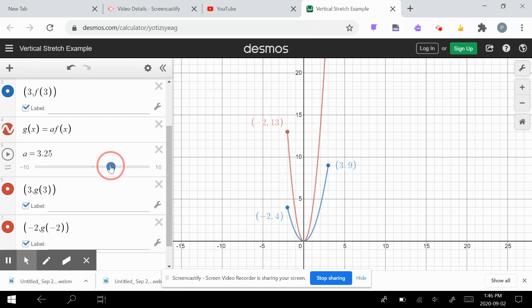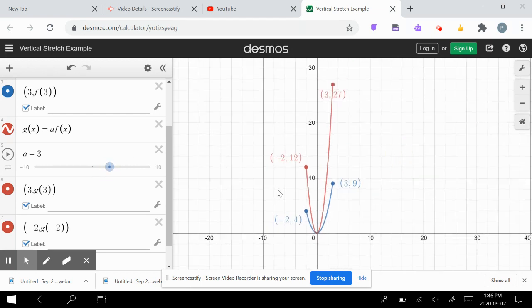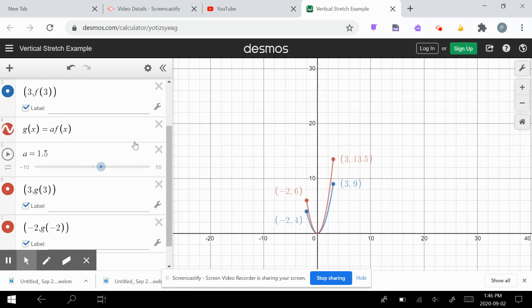If I make this a value of 3, same idea. I've just multiplied my y values by 3. 4 times 3 is 12. 9 times 3 is 27. If I make my a value 1.5, 4 times 1.5 is 6. 9 times 1.5 is 13.5. So the point we're trying to get at is, if we make this a value in a function over here, we're taking our original y value and multiplying it by whatever a is.